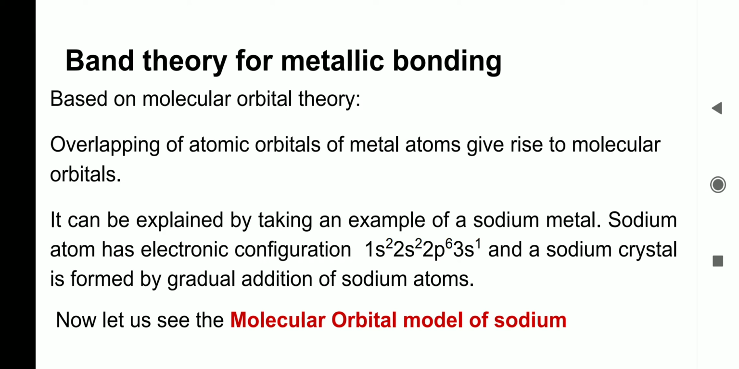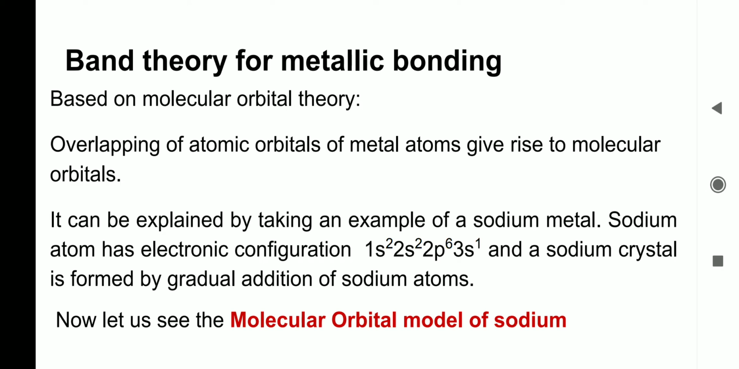Now, what we consider in band theory is that the overlapping of atomic orbitals of all the metal atoms gives rise to n number of molecular orbitals. Now we will explain it by taking the example of one metal, and let us take sodium. Sodium, as you all know, has atomic number 11 and its electronic configuration is 1s2, 2s2, 2p6, 3s1. Now 3s1 is its valence shell, and in this valence shell one electron is present.